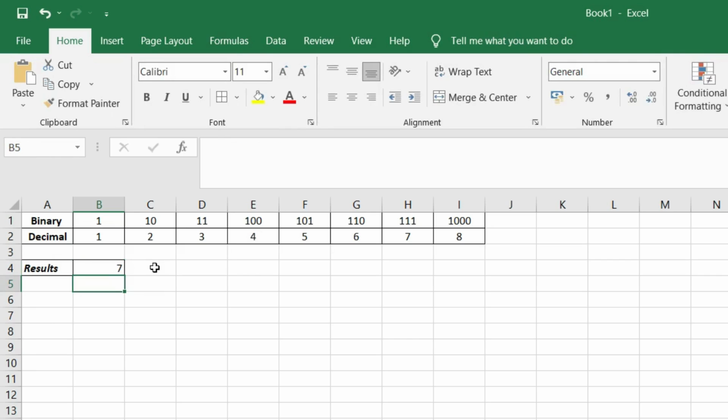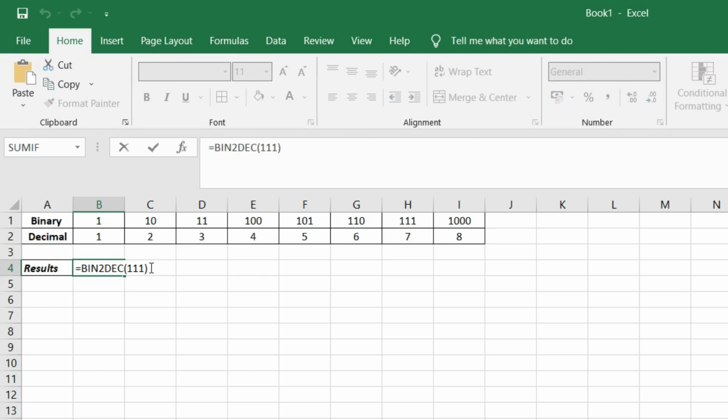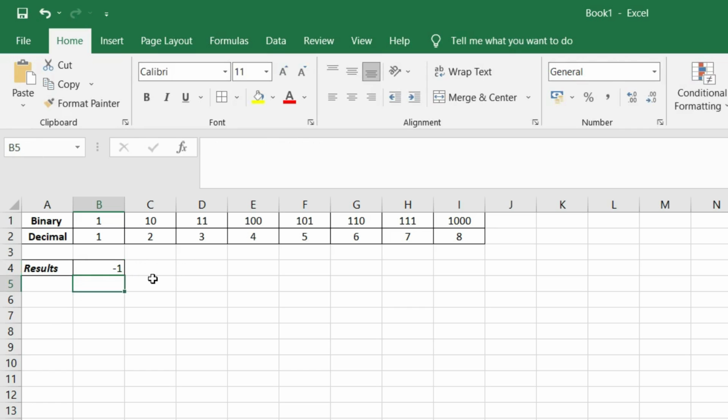It is to be noted that the number cannot contain more than 10 characters. We again try to calculate the decimal number for the binary number 1,111,111,111, and we get -1. Negative numbers are represented using 2's complement notation. If the number is not a valid binary number, or if the number contains more than 10 characters, 10 bits, BIN2DEC returns the number error value.